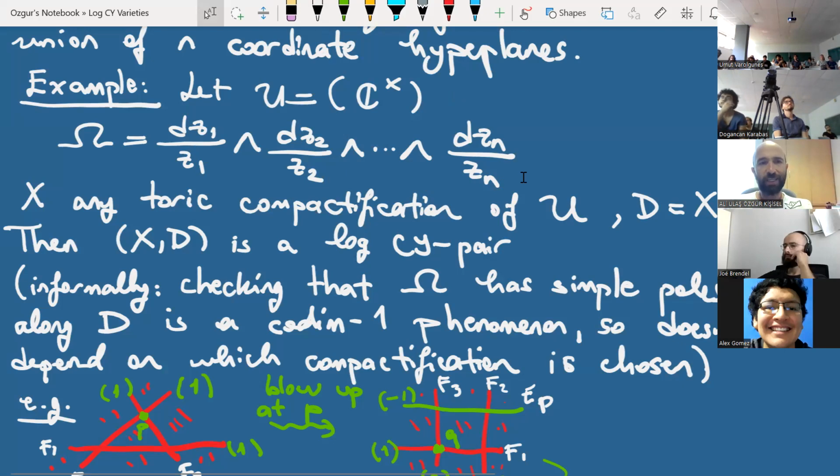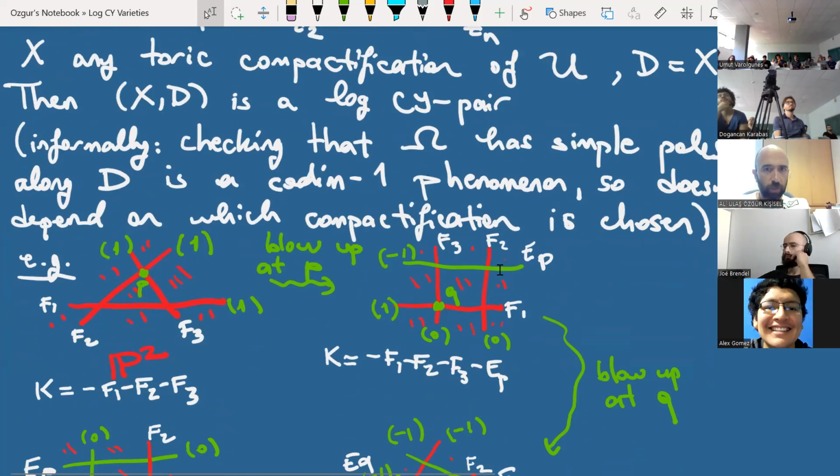Take X to be any toric compactification of U, and D to be the boundary divisor. Then (X, D) is a log CY pair. One might wonder why this works for any toric compactification. Well, informally, if you want to check that omega has a simple pole along D, this is a codimension 1 phenomenon, so it doesn't really care which compactification is chosen.